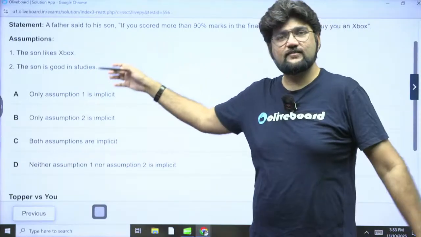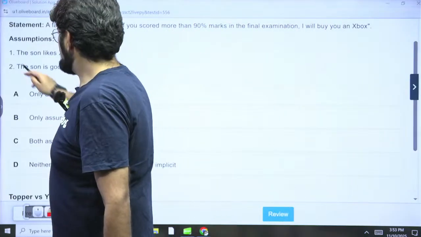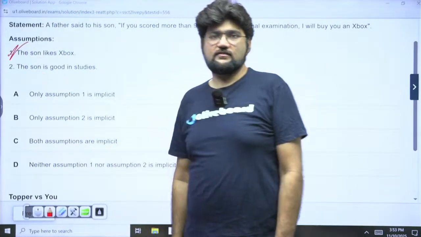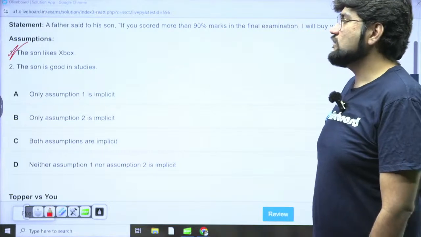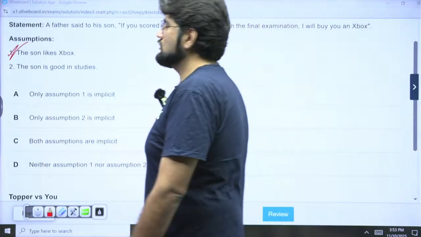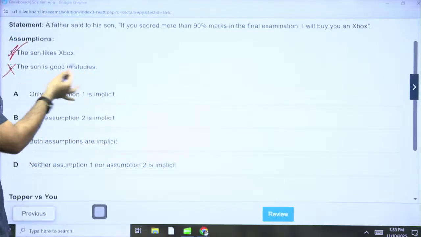That the son likes Xbox? Of course, yeah. That's why he's sweetly bribing him with the Xbox, or rather motivating. Okay. The other one says the son is good in studies. The father, I am not sure whether this can be assumed or not. Why? Because probably, I can't even assume that the son is not good in studies.